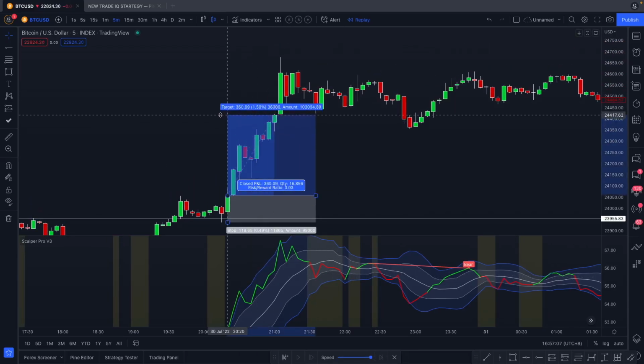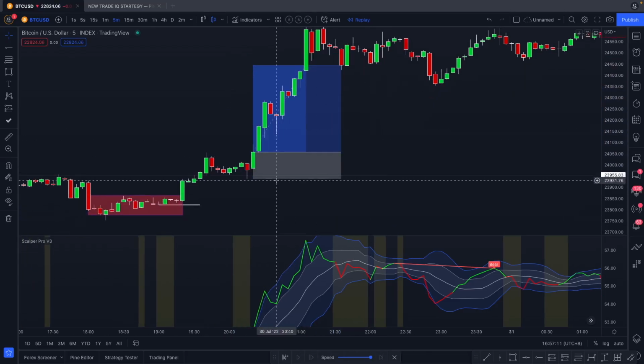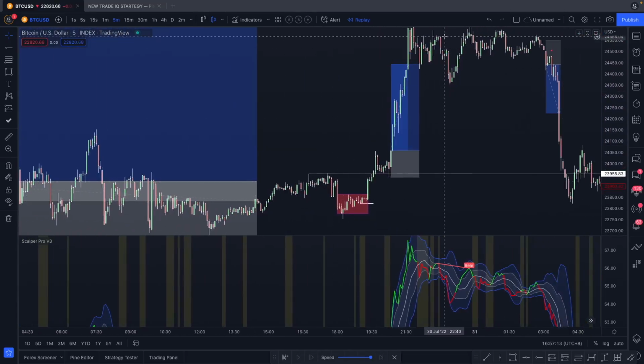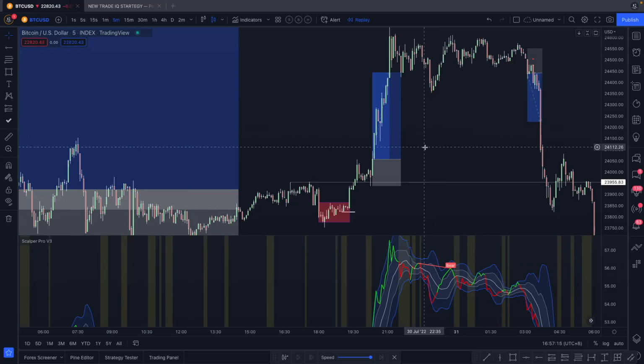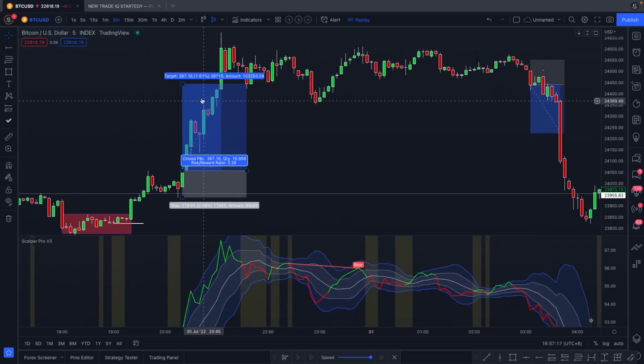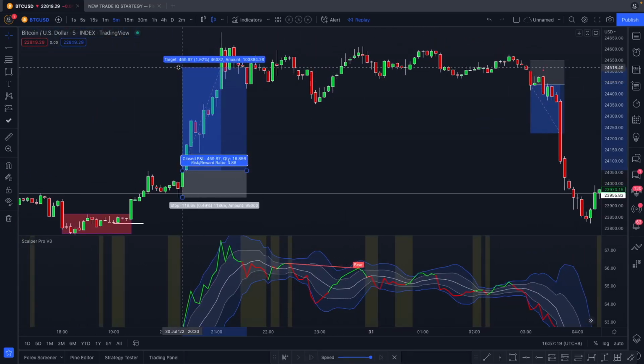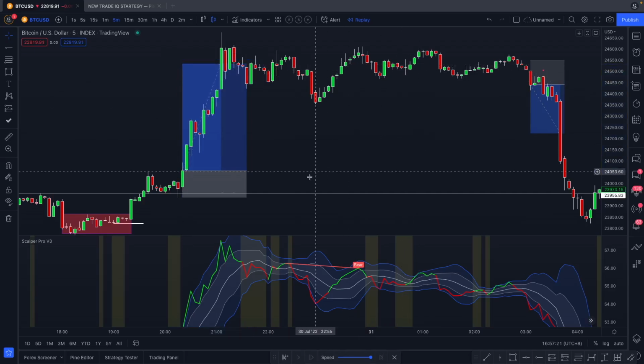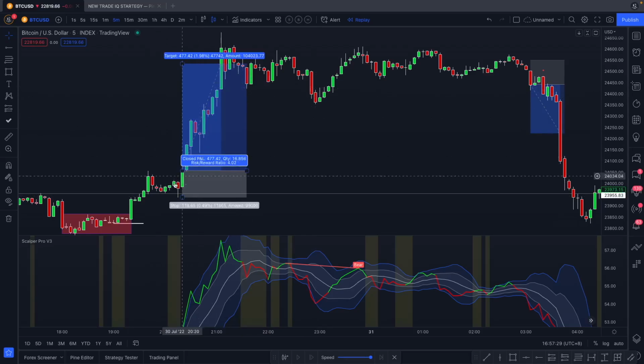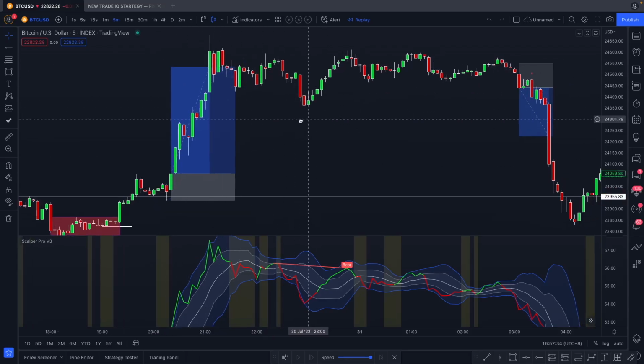So you could have waited till here, that would be a 3.26 risk reward trade, and you would have caught a nice breakout. That's how I do it with the Scalper Pro. You can also, for example, just say you're looking for a 4 risk reward, like for example here, and you wait for it to break major structure or just let it run a little bit.